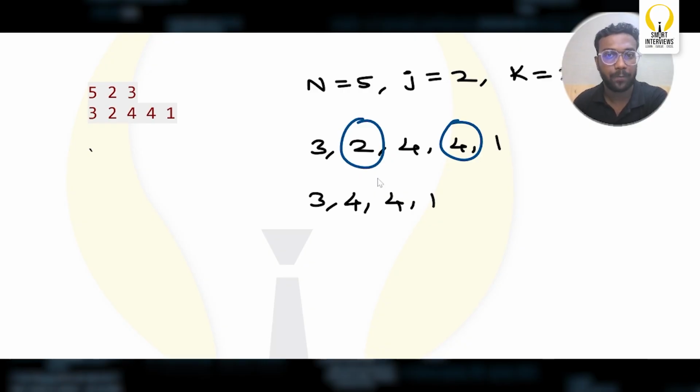Next, what do we do? As long as the number of integers remaining is greater than k, that is greater than 3, you keep picking two random players. Since the number of players remaining is greater than 3, you will pick two random players here. Let's say I'll pick 4 and 4.